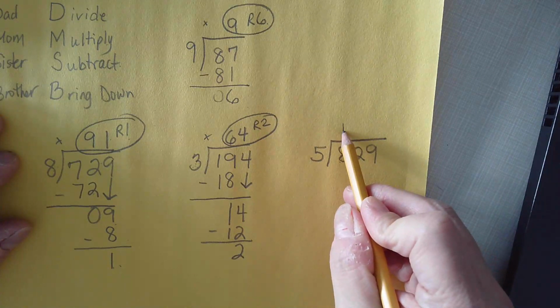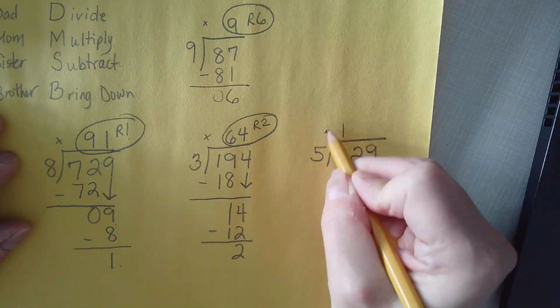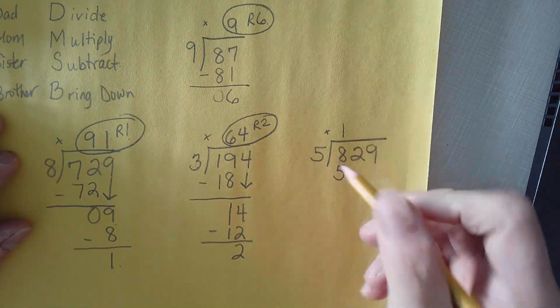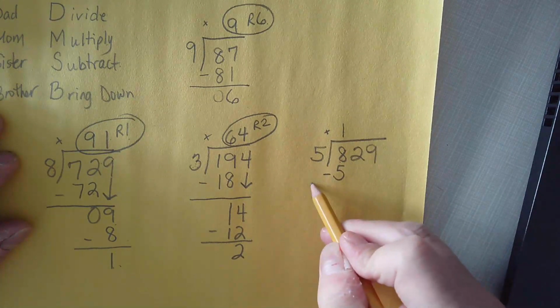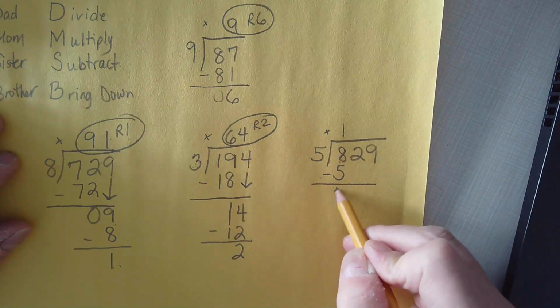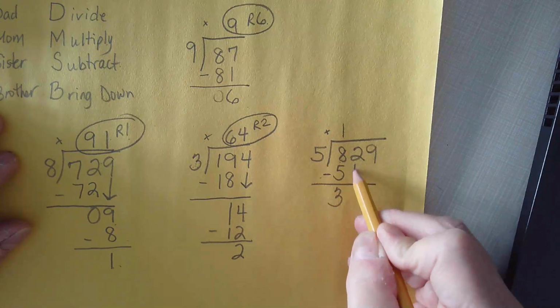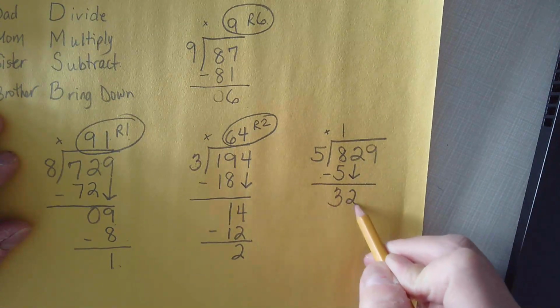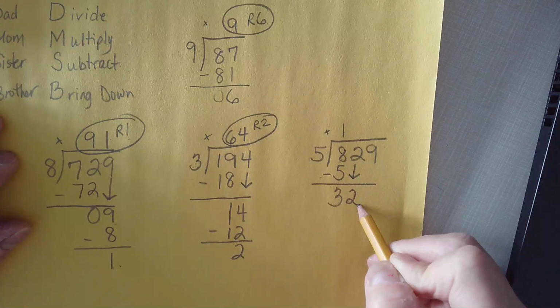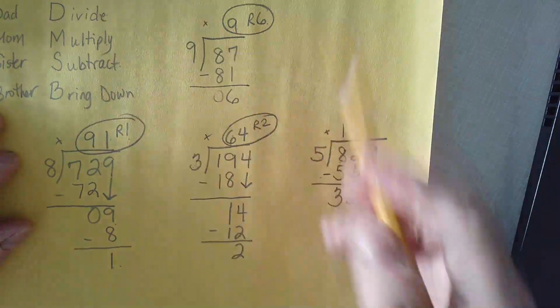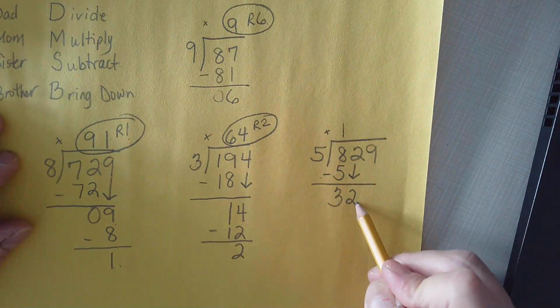Next part of our strategy is to multiply. 5 times 1 is 5. Next part of our strategy is to subtract. 8 minus 5 is 3. Next thing we're going to do is bring down that 2. Then we're going to repeat the process. Again, going back up to dividing our divisor into our new dividend.